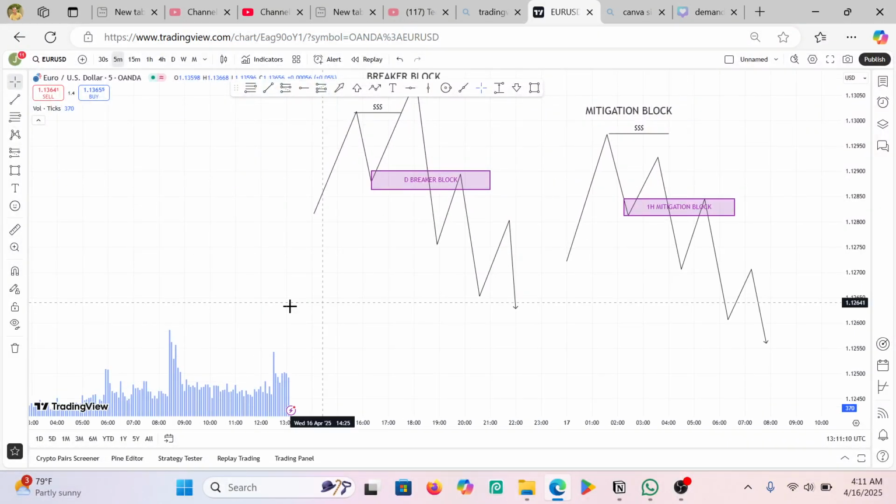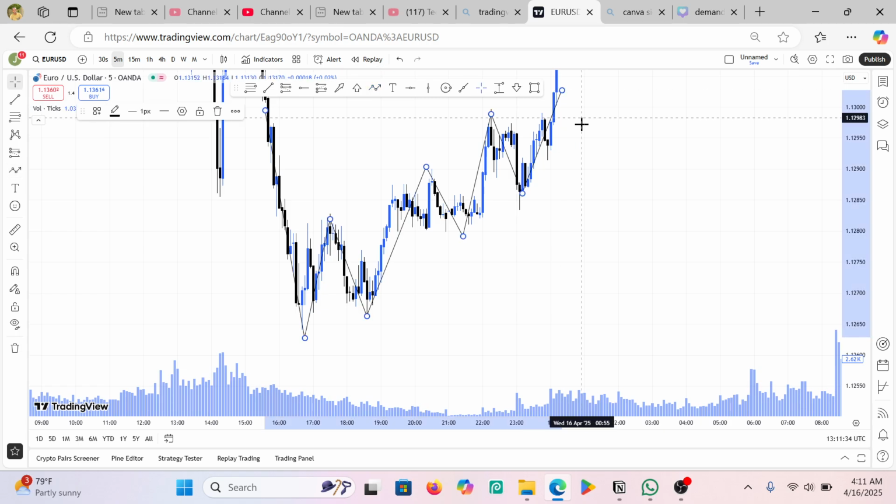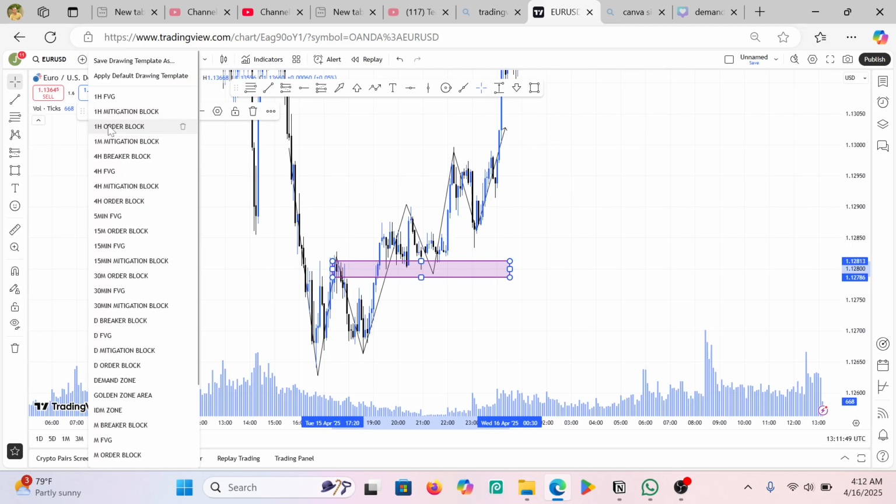Let me show you an example on this chart. As you can see here, this is just an example of a breaker block. This point is the breaker block. So the market must come and mitigate that. Not a breaker block, a mitigation block, sorry.